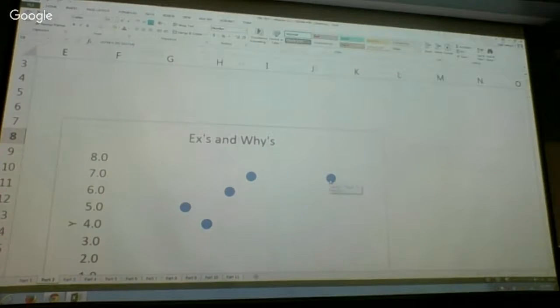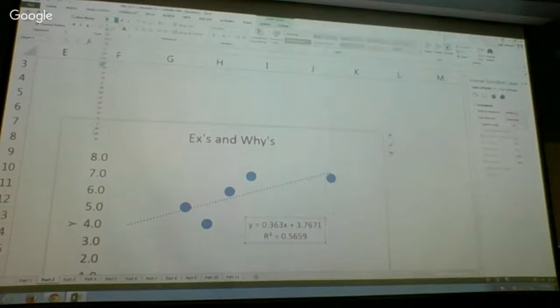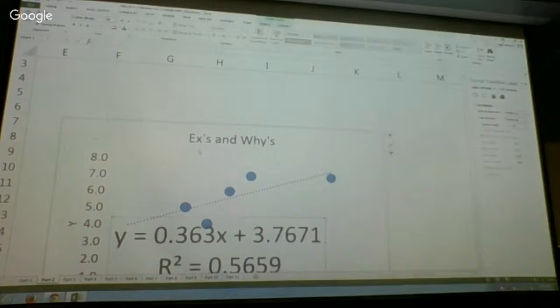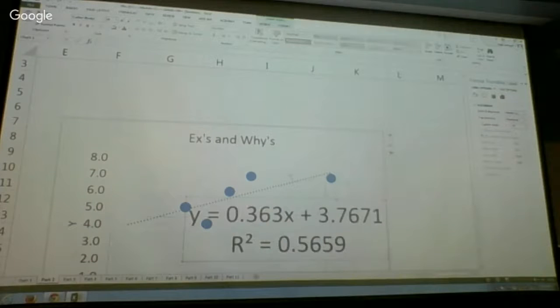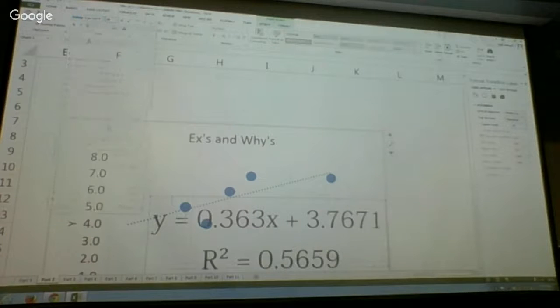I'm going to right click the dots. I'm going to say add trend line. It adds a trend line. I'm going to say display equation on chart, display r squared on chart. And I'm going to make it big. And I'm going to change the font because default fonts are boring. How about that one?